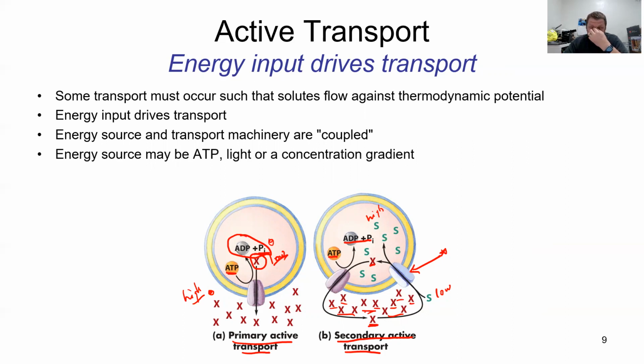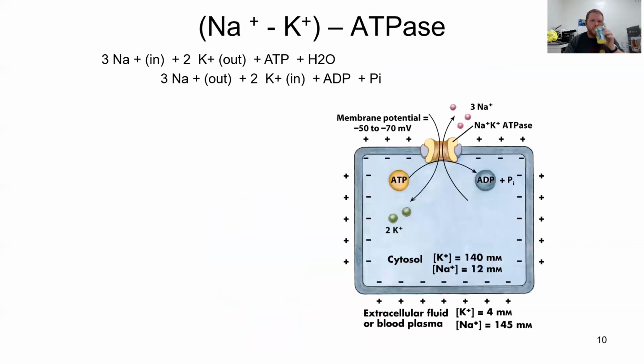Now, ATP hydrolysis is one example of a type of reaction that can be used to couple with an unfavorable reaction, but it doesn't have to be. So you could use ATP, you could use light, or you could simply use a concentration gradient to do that.